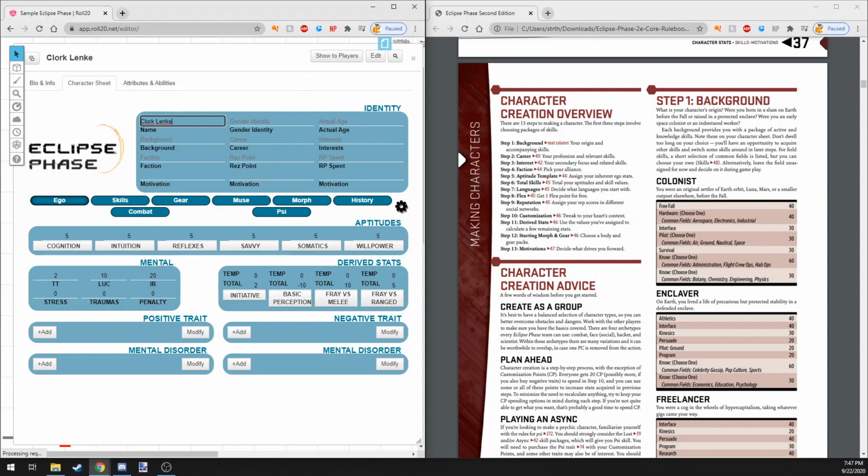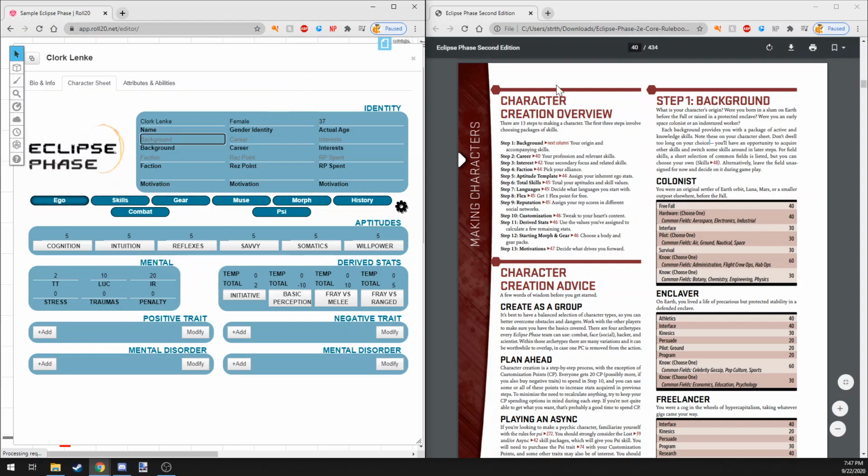there are 13 steps to character creation. The first one listed is background. I'm actually going to go a step earlier. I'm going to start with name. Clork Lenk was the name that Roll20 came up with, and that's the one I'm going to stick with because I think it's funny. Gender identity, I'm going to say female. Actual age, 37. That seems like a good number.